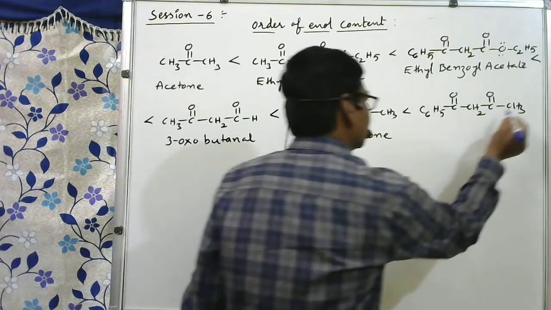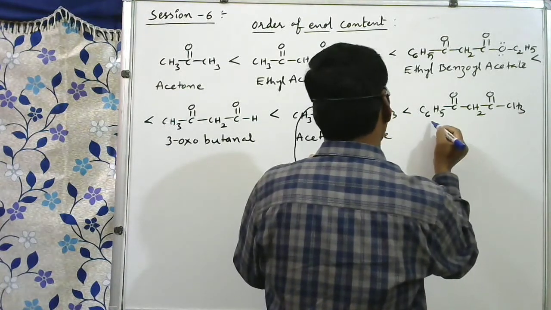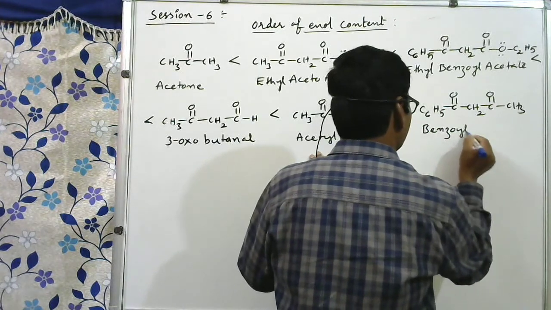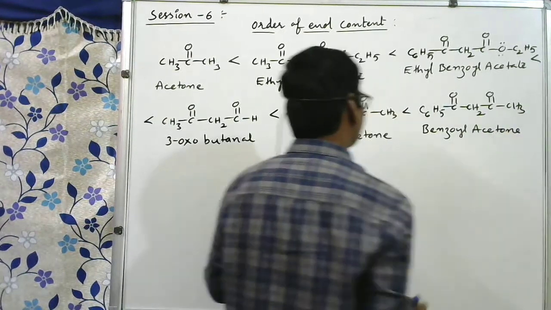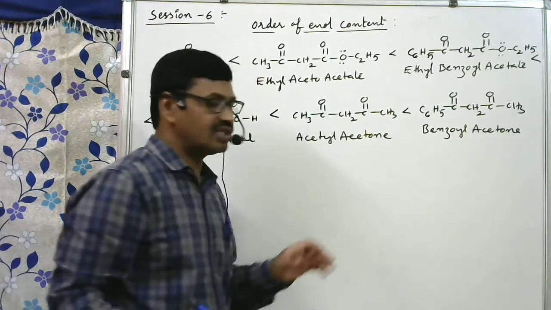What is the name of this compound? Like this, it is benzoyl. Up to here it is benzoyl. Benzoyl acetone we can write. This is benzoyl acetone. This part is acetone. Here because of its minus I nature, its enol content is more.